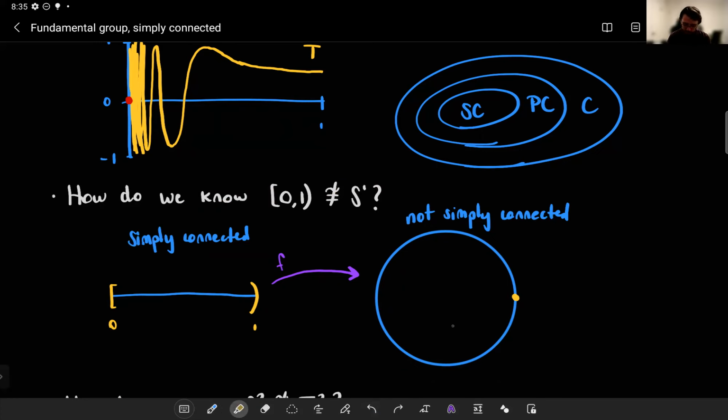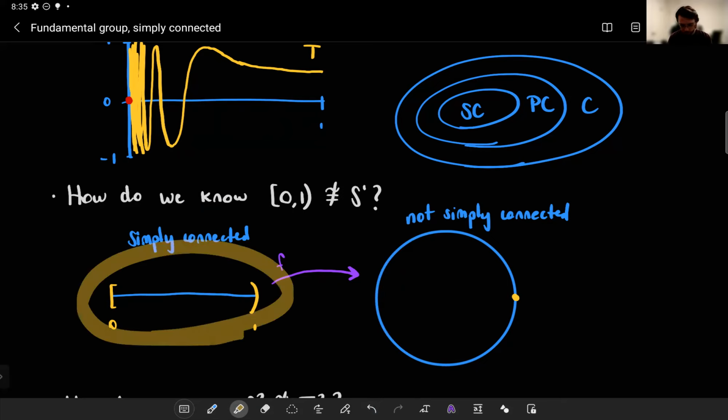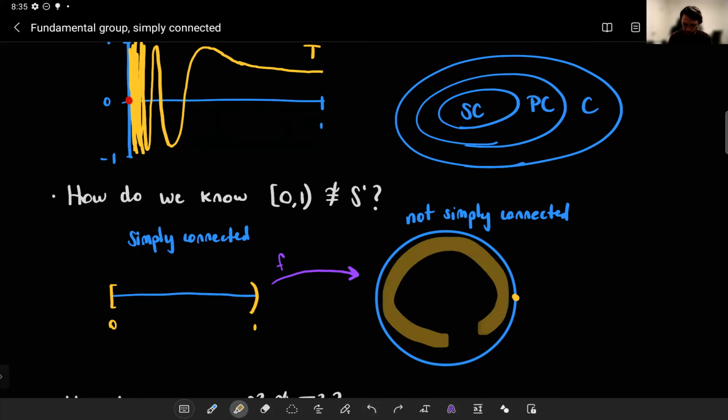The gist is you're going to be detecting holes with it. So there are no holes in this interval. There is some weird hole in the middle of this circle. So that's what simply connected is going to detect.